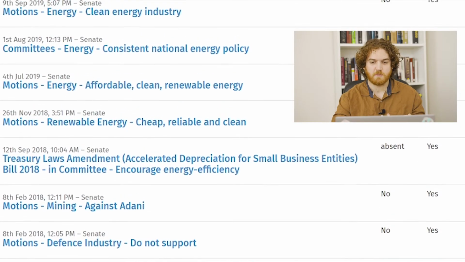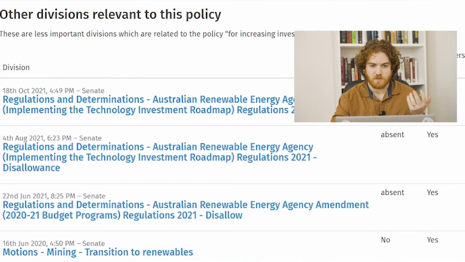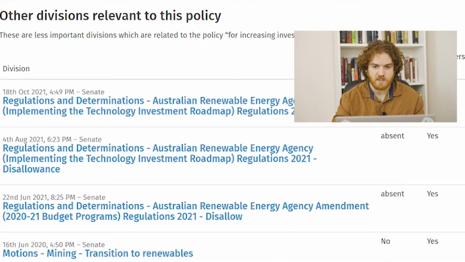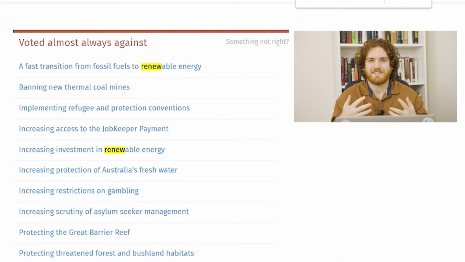Because Pauline Hanson was very much against a lot of the different divisions relevant to transitioning or investing in renewable energy, she is generally against it, but because she was absent from a few of them, it is basically "almost always" instead of "always." So that's just a thing that you need to know when, if I say something that sounds kind of vague and you're like, could you expand on that? You could go on this website and find exactly what the nuance and detail of this is, because politics is actually very interesting and complicated.